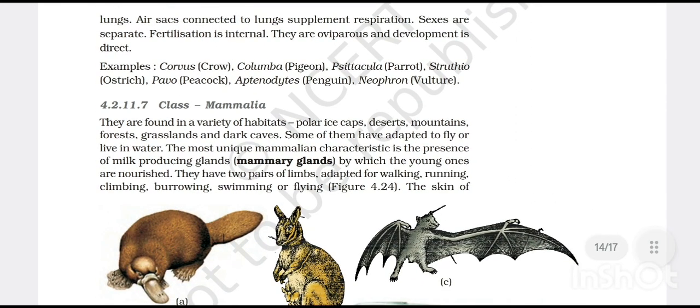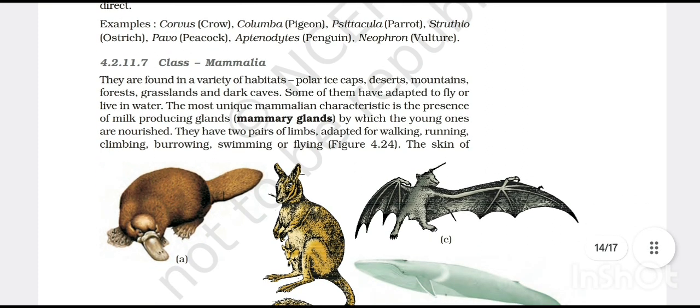Then class Mammalia. They are found in a variety of habitats. They are found on polar ice caps, in deserts, on mountains, in forests, on grasslands, and in dark caves. Some of them have adapted to fly or live in water. The most unique mammalian characteristic is the presence of the milk producing gland, that is mammary gland, by which the young ones are nourished. They have two pairs of limbs adapted for walking, running, climbing, burrowing, swimming or flying.